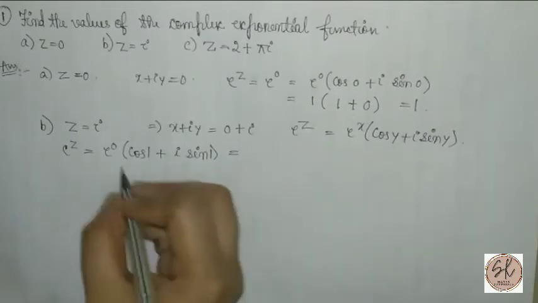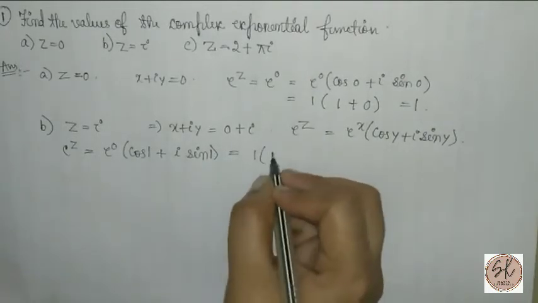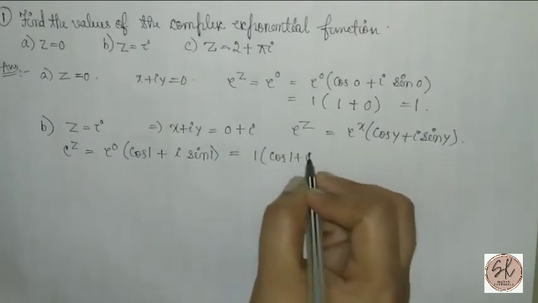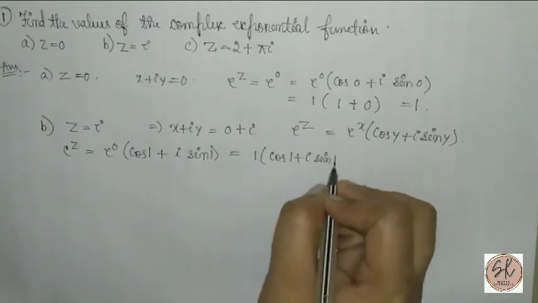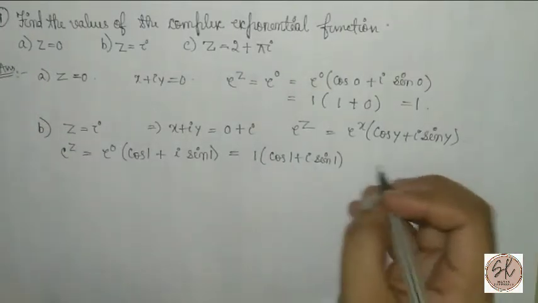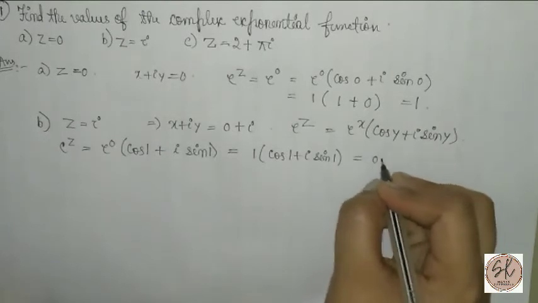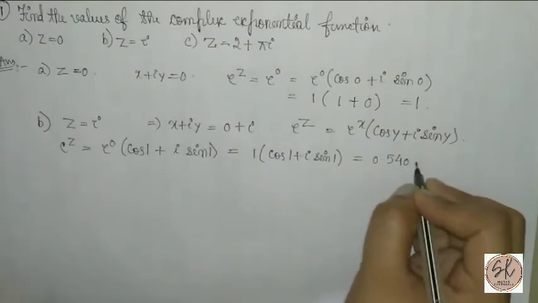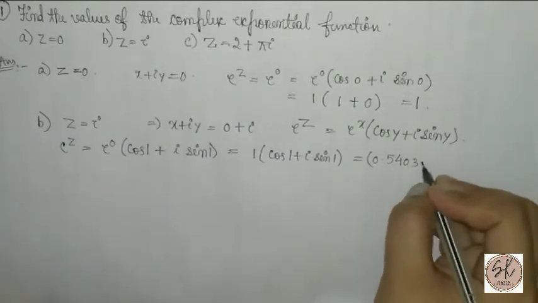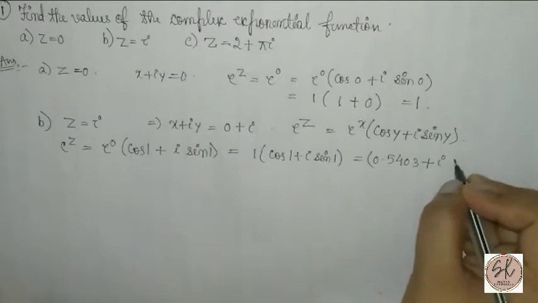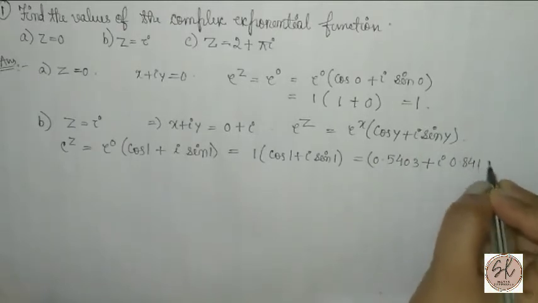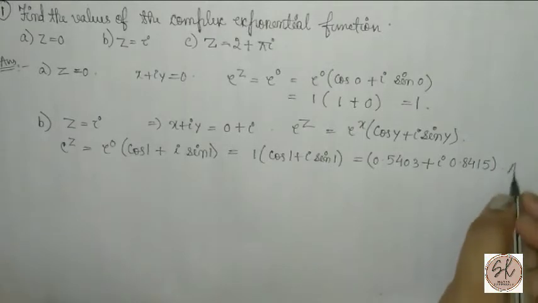Now we know that e^0 is 1, so 1 into (cos 1 + i sin 1). Now cos 1 value is 0.5403 and sin 1's value is 0.8415. So this is the final answer.